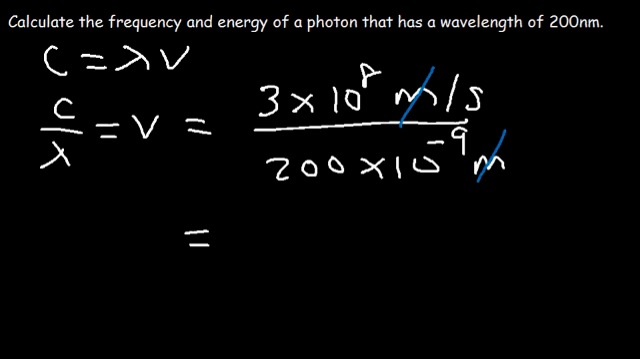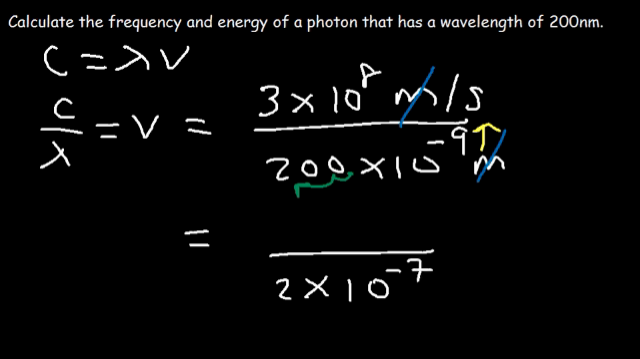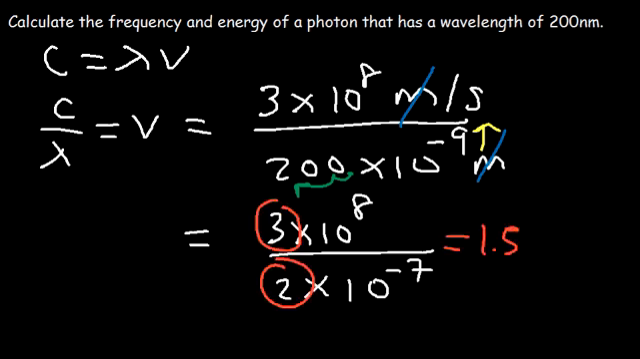So if we divide, right now we have 3 over 200, but let's modify that. What's going to happen if we move the decimal 2 units to the left? Whenever you move the decimal to the left, the exponent is going to increase. So since we're moving it 2 units to the left, it's going to increase by 2. So negative 9 plus 2 is negative 7. 3 divided by 2 is 1.5. And we have 10 to the 8.